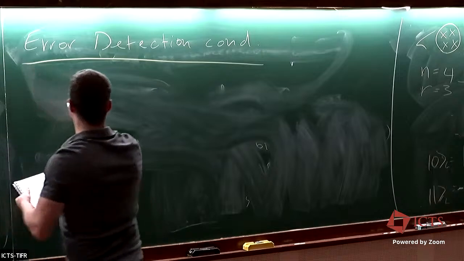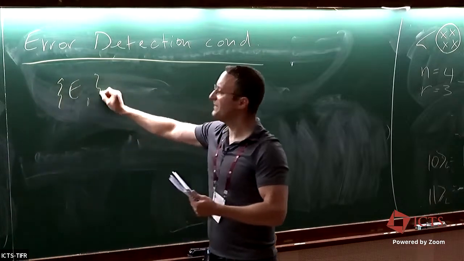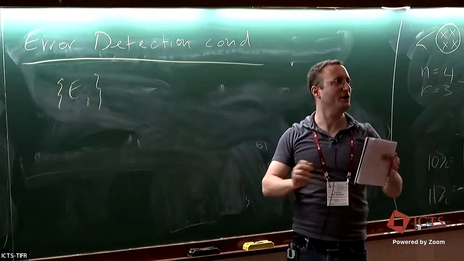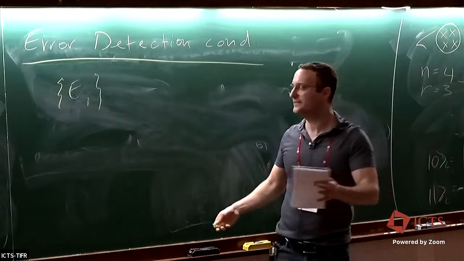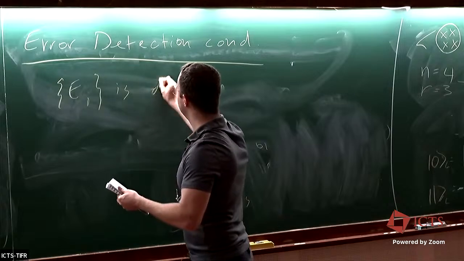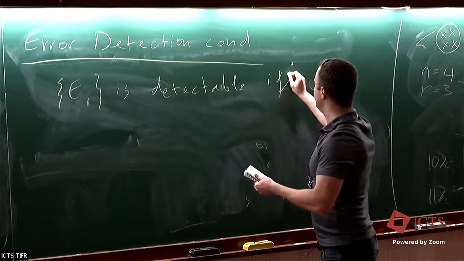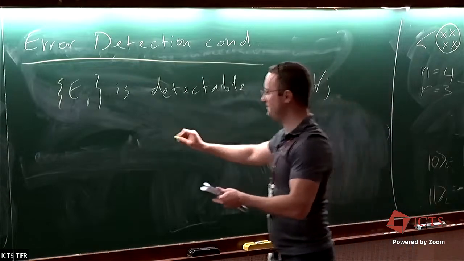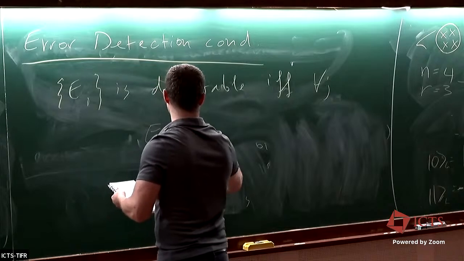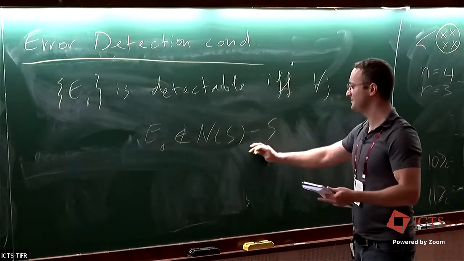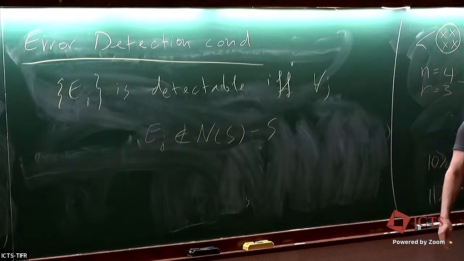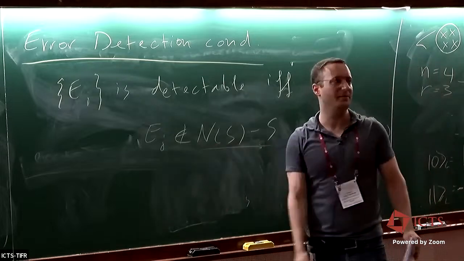And it might surprise you how simple it is. EJ, I have a set of operators, of errors. I want to know if it's a detectable set. Can I detect those errors? All I have to do is to check that for all j, EJ is not in NS minus S. If it's a stabilizer, I cannot detect it, but I don't care. If it anti-commutes, I can detect it. It goes to another state, another subspace. It's only when it's a non-trivial operator that I'm in trouble.